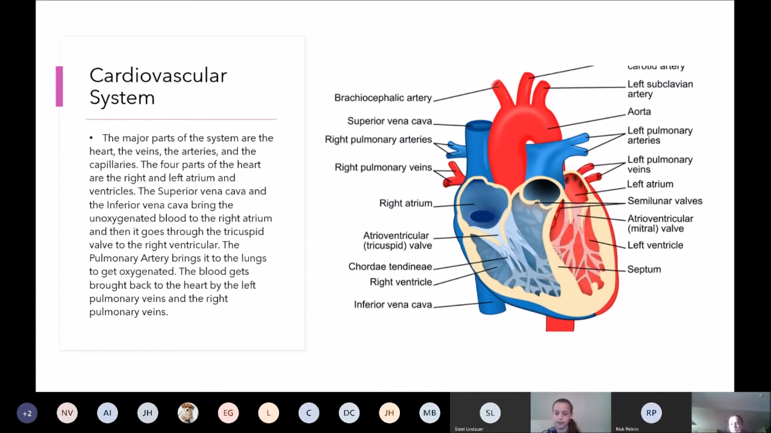Now the carbon dioxide the blood cells have been carrying switches with the oxygen we breathe in through the thin lining of the capillaries. That's when we breathe out carbon dioxide. Meanwhile, the now oxygenated blood is being brought back by the left and right pulmonary veins. The blood enters the left atrium through the mitral valve into the left ventricle and into the aorta where it circulates through the body.